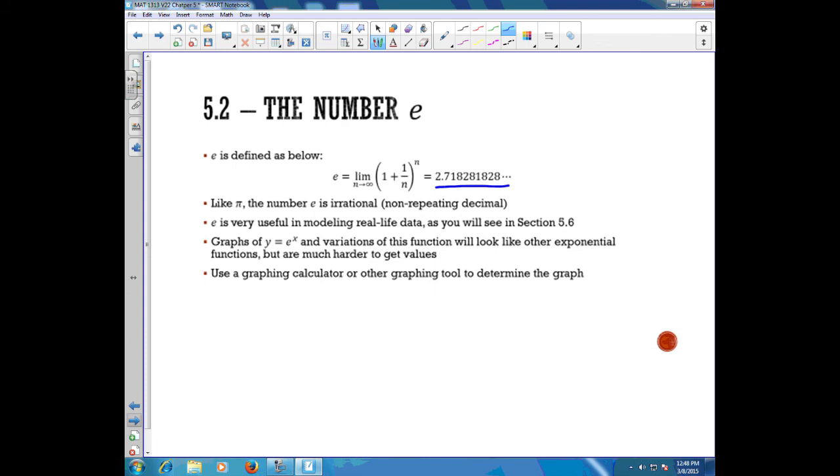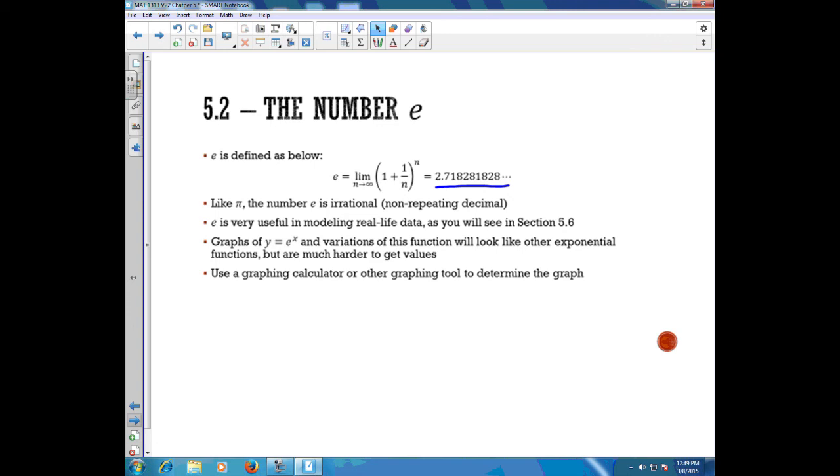e is a lot like pi. Pi is a non-repeating decimal. e is a non-repeating decimal. Okay? It's an irrational number. Though it appears to repeat there in the numbers that are written, if you go to any terms past that, it's obvious that e doesn't repeat. e is a number that's very useful in modeling real-life data. And we'll talk about this in section 5.6.